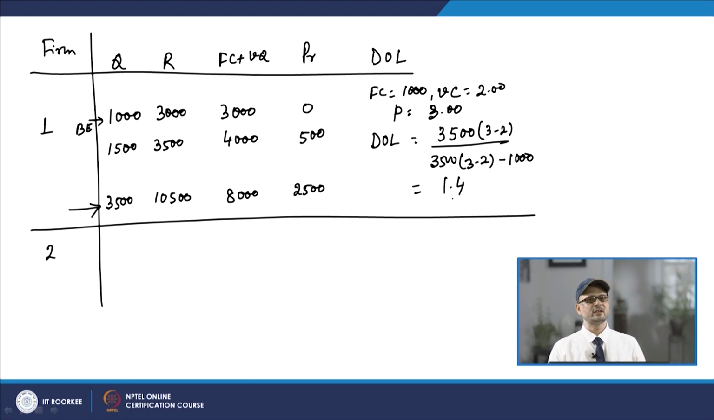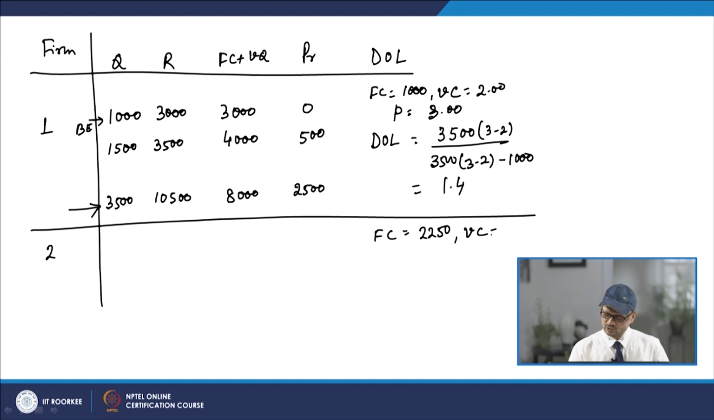Now, for the second company, we are increasing the fixed cost to increase the DOL. So, if you are increasing it to 2250 and your variable cost will be 1.75 and P is 3. So, in that case you calculate the DOL with fixed cost, so 35.